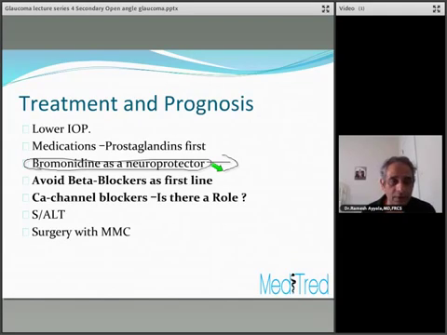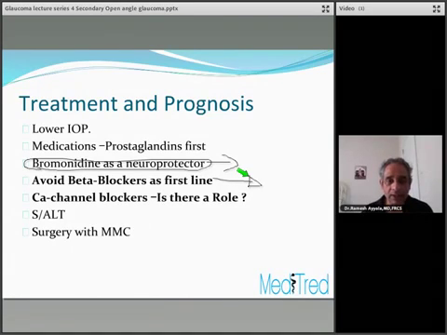We would like to try to avoid beta blockers as first line in these patients because of the potential vascular compromise or decreased circulation that beta blockers may have. And you don't want to compromise the circulation in an eye that is already compromised by vascular dysregulation.